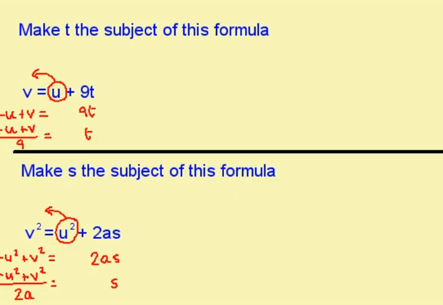So, for the first question, you could have got the answer minus u plus v over 9 equals t, or you could have the answer v minus u over 9 equals t. For the second question, you might have the answer minus u squared plus v squared over 2a equals s, or you might have v squared minus u squared over 2a equals s.